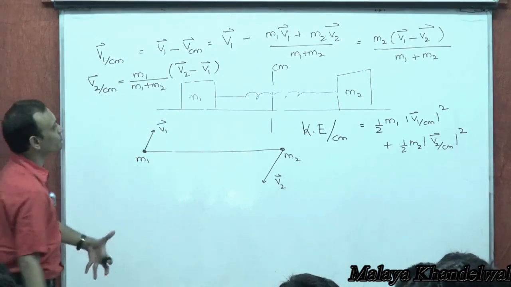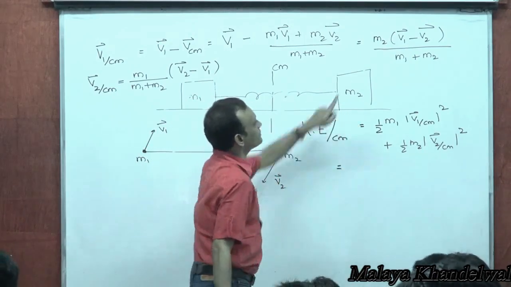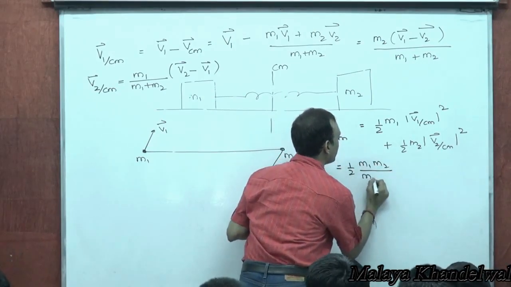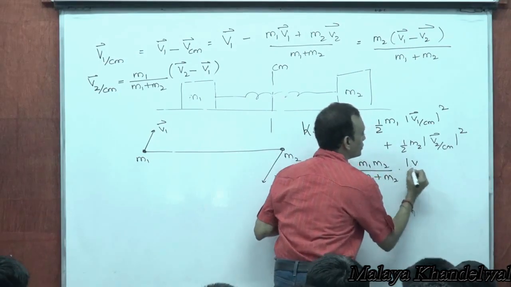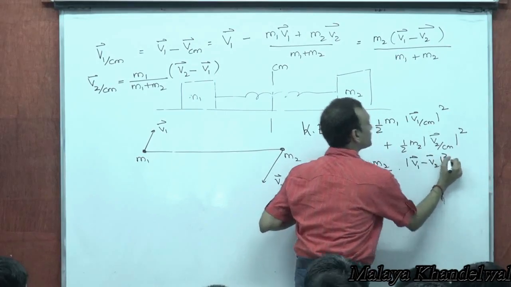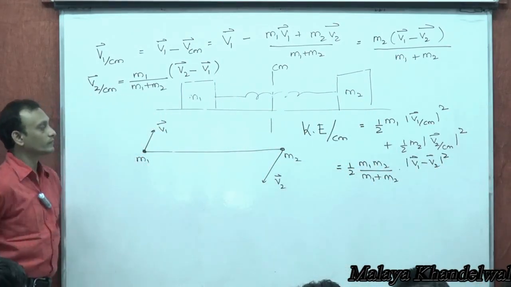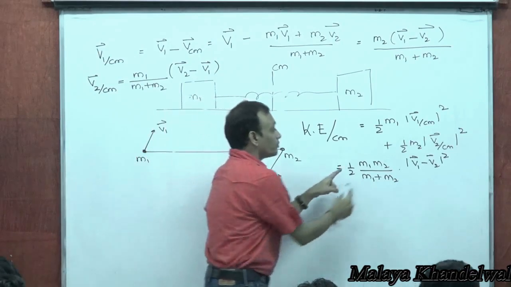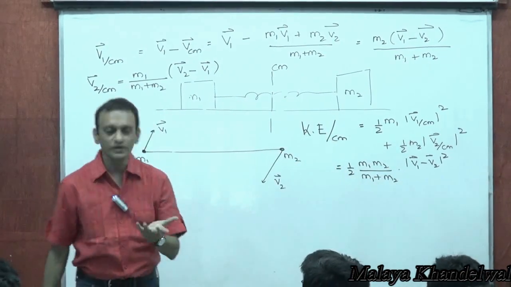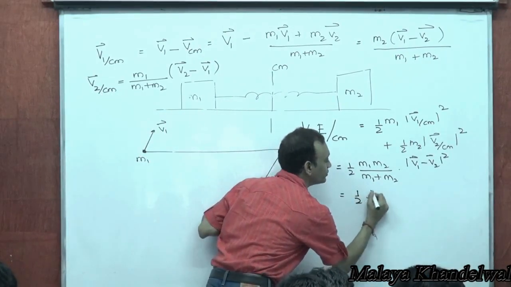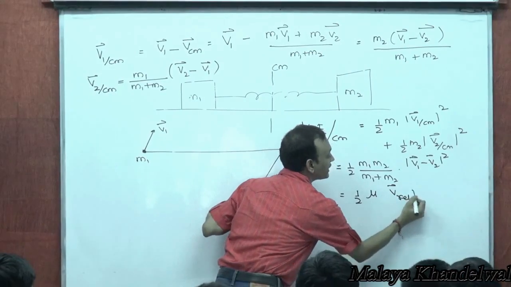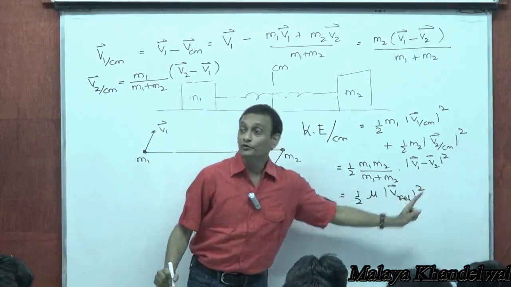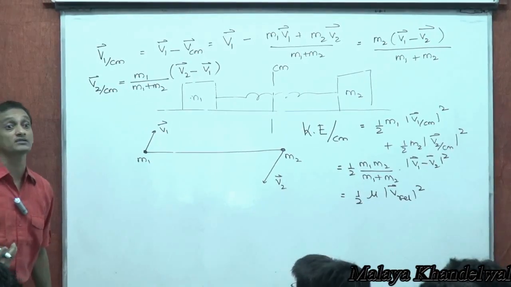That's the kinetic energy of the system in the center of mass frame, which is going to be, as you can readily see, if I replace all of it, half of M1 M2 by M1 plus M2 into mod V1 minus V2 whole square. You can check that out, right? But what's M1 M2 by M1 plus M2? Reduced mass of the system. And this is half mu magnitude of Vrel squared. This is the relative velocity between the two particles. So that's the kinetic energy of a two particle system in the center of mass frame.